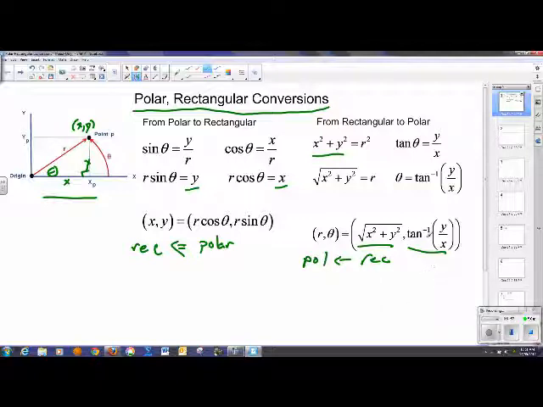You need to note, though, what quadrant you're in in order to use this tangent ratio, because due to principal values, our outputs are only going to be between 90 and negative 90 degrees, as defined by the principal values. So let's do some applications of this.